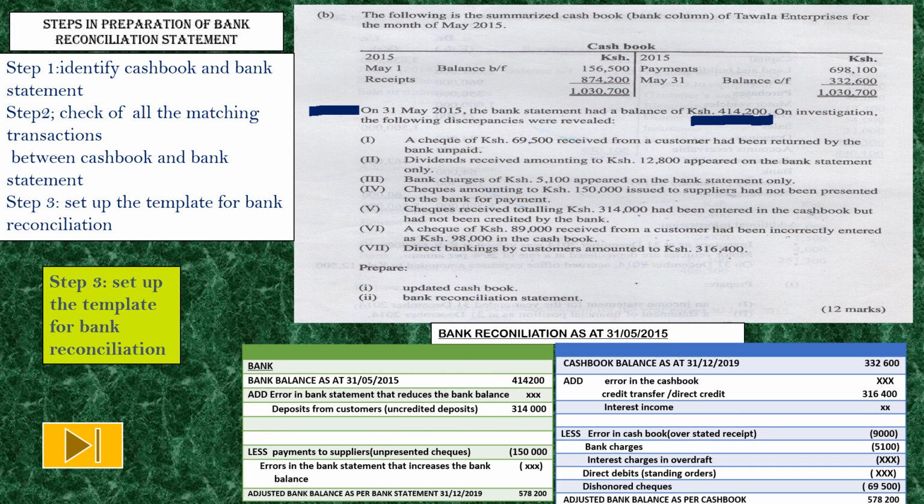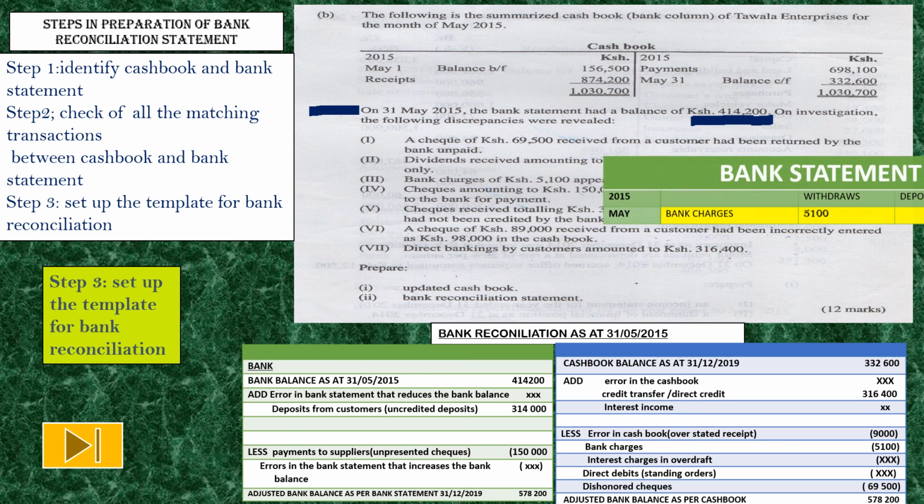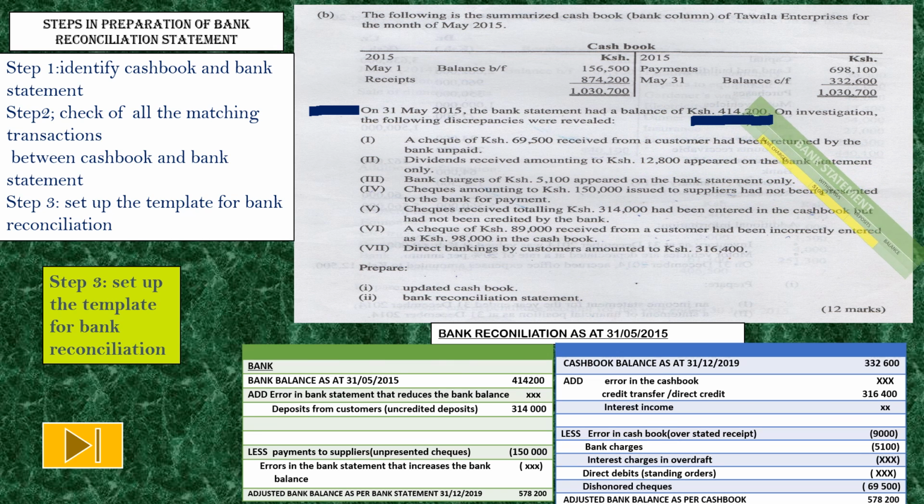Bank charges amounting to shillings 5,100 appeared on the bank statement only. A bank charge usually reduces the money that we had in our bank. Since it was reducing, we are also going to come back to our cash book and we reduce our money. So we less those bank charges of 5,100.